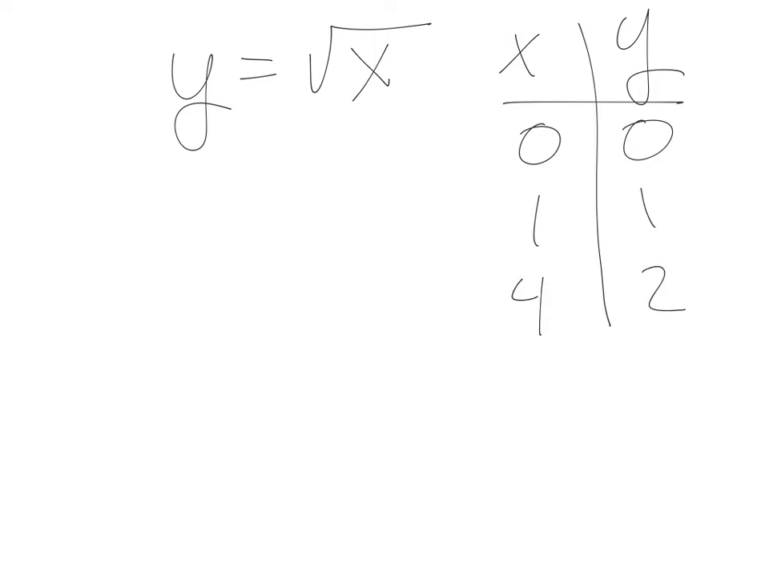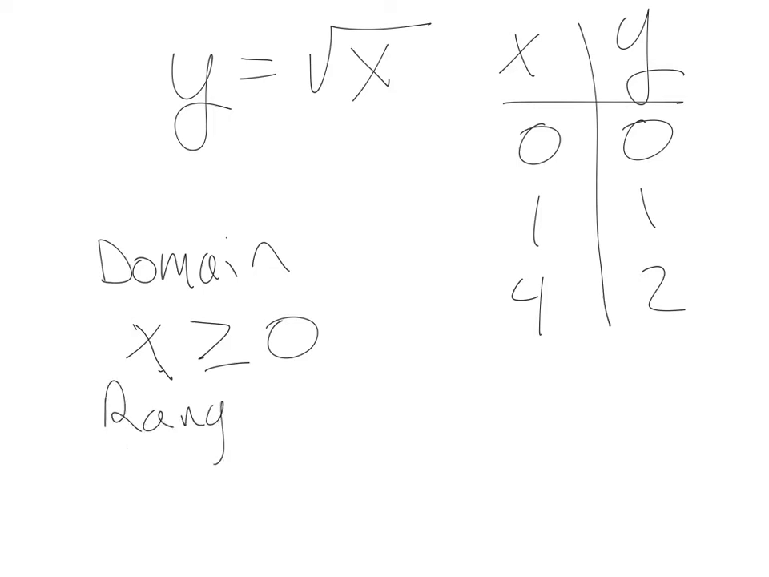So we know for the purposes of our domain, we can't put in negatives. So domain: x is going to be greater than or equal to 0. And the same thing can be said for y. For the range, y is going to be greater than or equal to 0. That changes a little bit as the function changes.